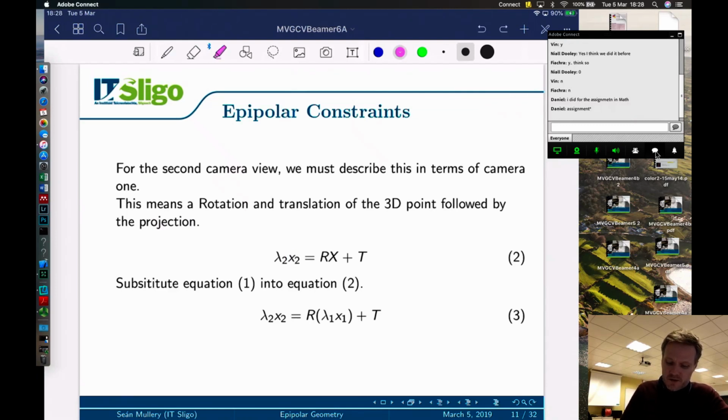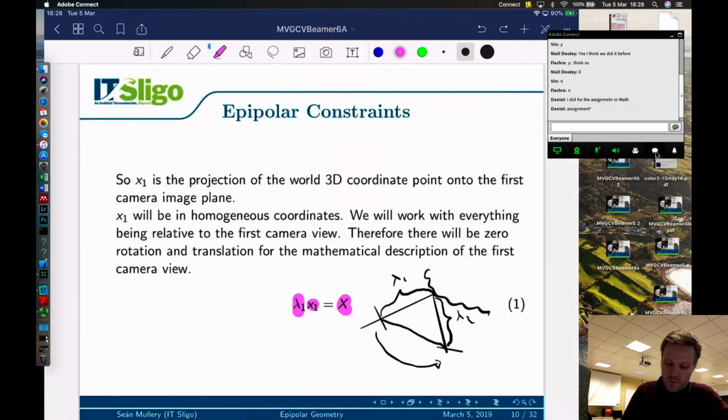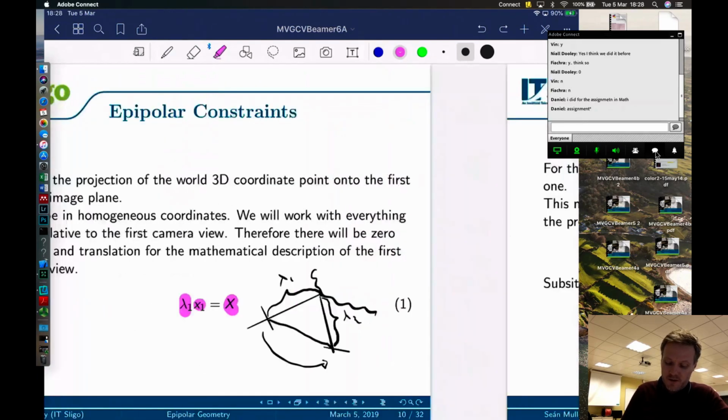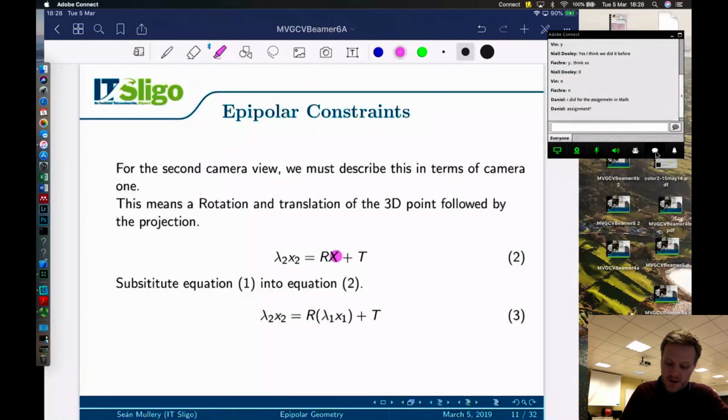What we can do is substitute equation 1 into equation 2. So equation 1, remember, was this one. It was lambda 1 x1 equals X. We have that X there, so that's going to give us the following: lambda 2 small x2 equals, sorry, by the rotation by lambda 1 x1 plus the translation.